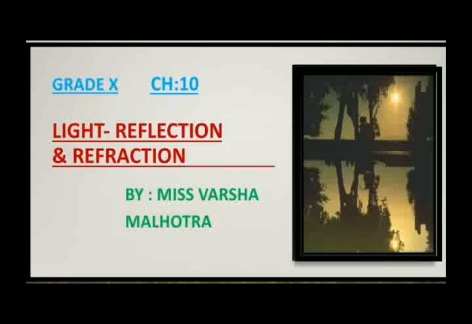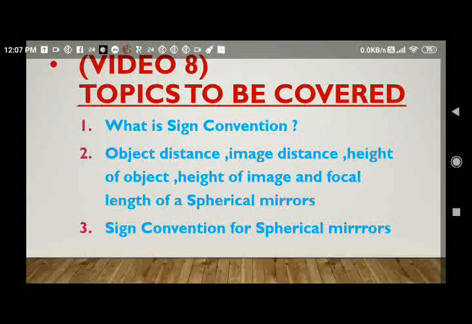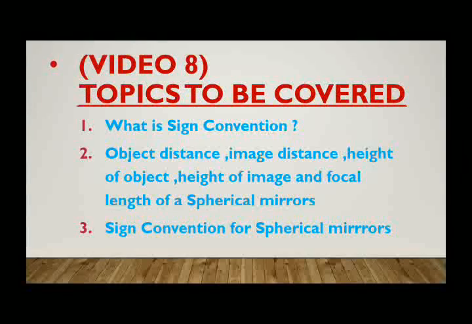We are learning chapter number 10, Light Reflection and Refraction of your NCERT book. Till now we have learnt about the ray diagrams for spherical mirrors, that is concave and convex mirrors. Now today we will be learning about what is sign convention, object distance, image distance, height of object, height of image, focal length of spherical mirrors, and sign convention for spherical mirrors.